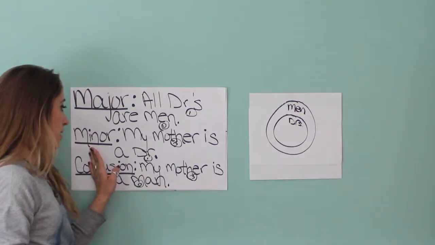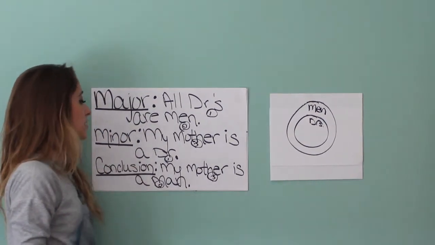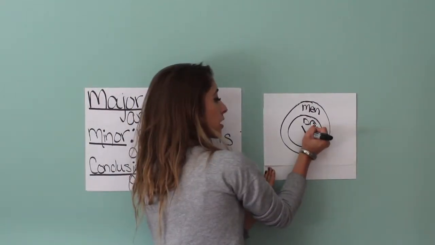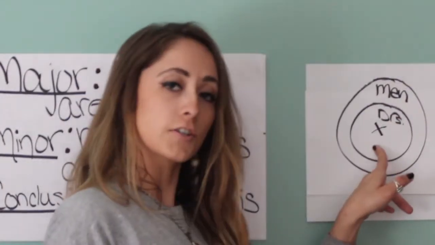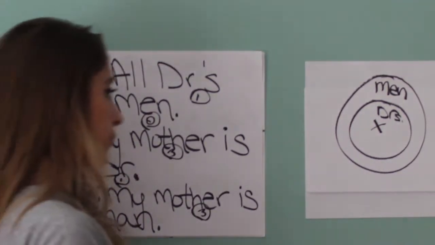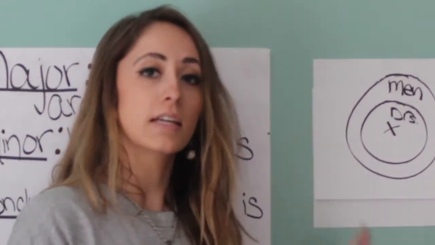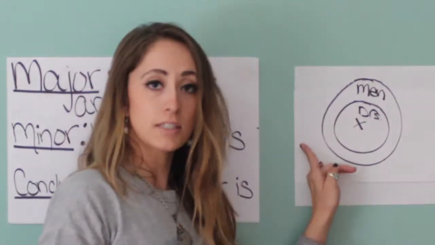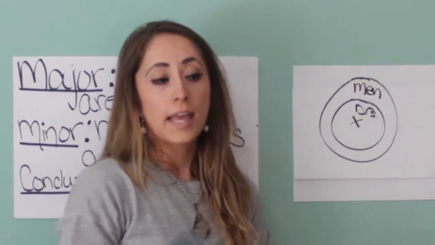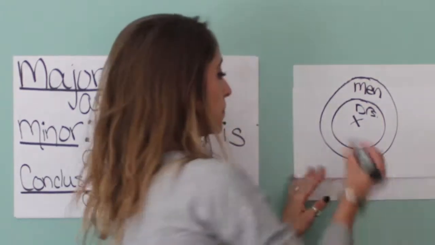My second premise says my mother is a doctor. So that means I'm going to mark mother as an X in the doctor section. My mother is a man. Well, we know that is not true. However, this argument is still valid. This is a good example showing that an argument can be valid but not true.